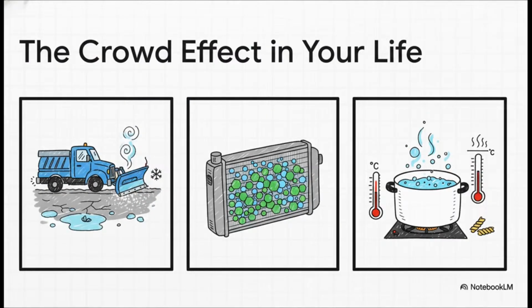And this explains all of it. The salt on the road is just a bunch of party crashers preventing the water from organizing into ice. Antifreeze in your car? Same exact idea, just using ethylene glycol instead of salt. And yeah, the salt in the pasta water, it's a perfect example of boiling point elevation. You raise the boiling point so you cook the pasta at a slightly hotter temperature. It's the crowd effect happening right there in your kitchen.